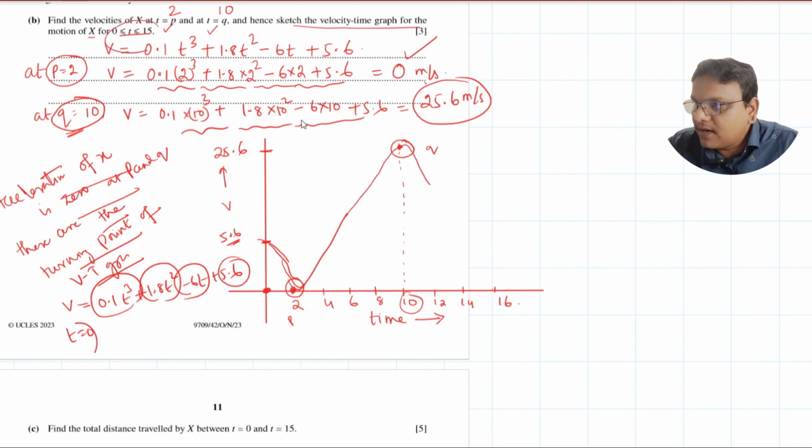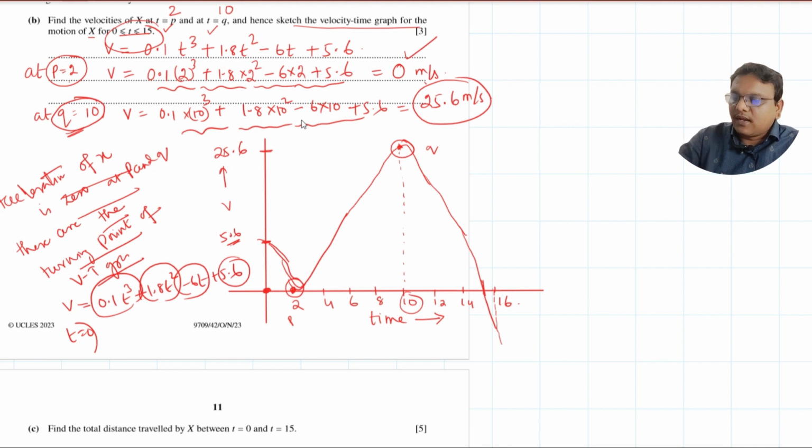And its time interval is up to 15, right? So if this one is 15, it will go like this. Okay, got it? So roughly, the graph will look like this one only. Now what is the next question given?